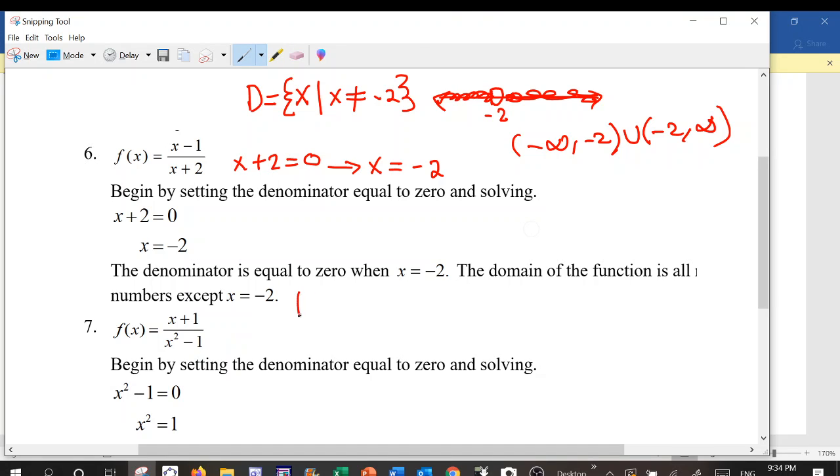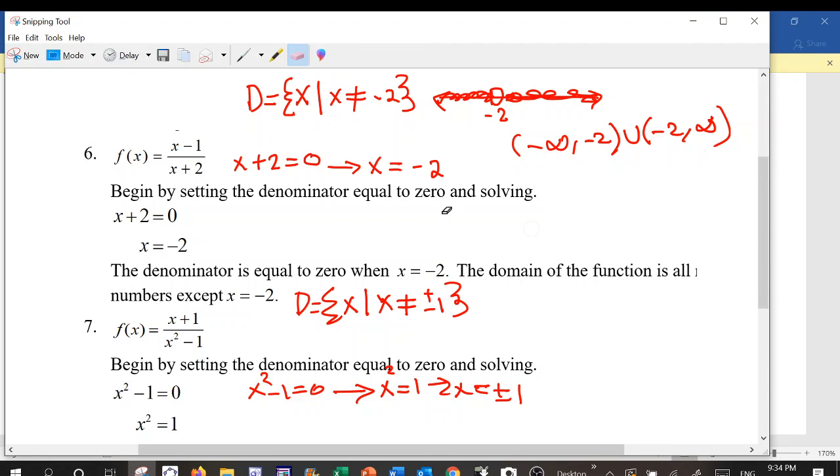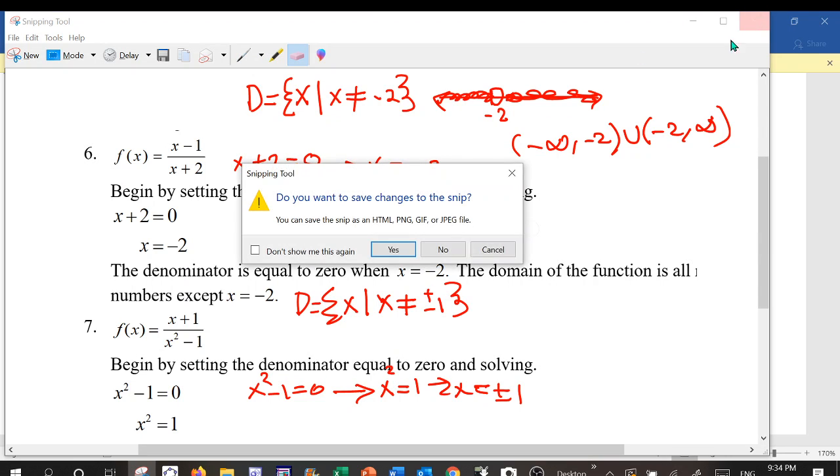Well, the same thing. The domain of this one would be all real numbers except what makes x squared minus 1 zero. So what makes that 0? Well, we know what makes that 0. x squared equals 1, x is plus and minus 1. So here we say x cannot be plus and minus 1. That's it. Okay?